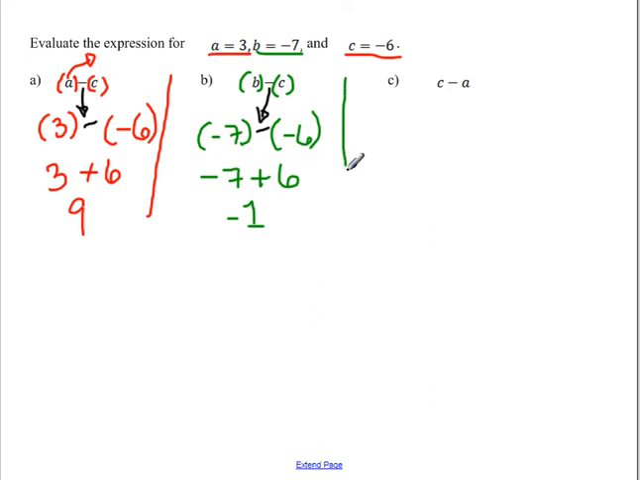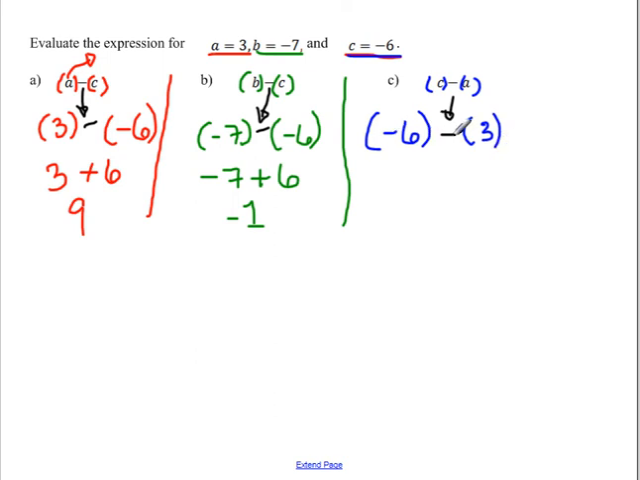And then in this last problem, c minus a. So let's be real careful in the order that we're doing things. c minus a. c is still -6. So there's -6. And we're still doing subtraction, so we want to be sure we bring that minus sign down. And a, remember, was 3. It was just plain old 3, +3.